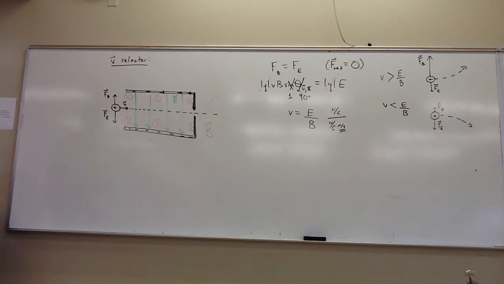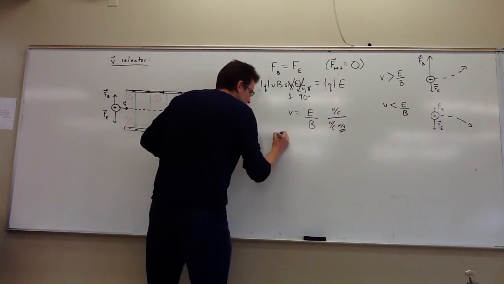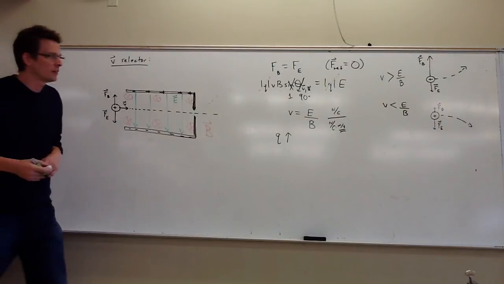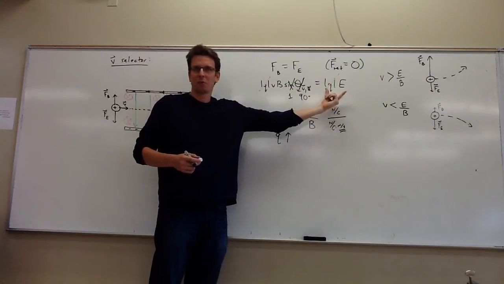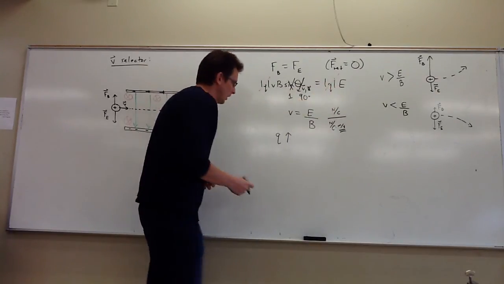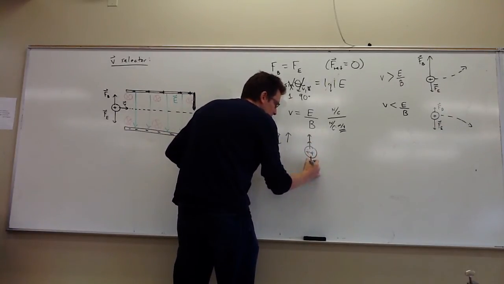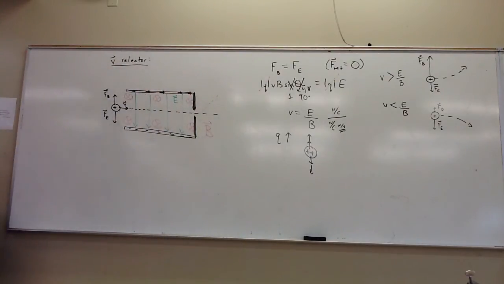So we should probably take a look at what happens if we increase the charge. So what happens if the charge is bigger? Well, if the charge is bigger, certainly the magnetic force is bigger, but so is the electric force, because they both depend on charge. You can see here that it cancels out. If you, for instance, have a charge that's twice as big, that's just going to double both forces, but they still cancel, right?